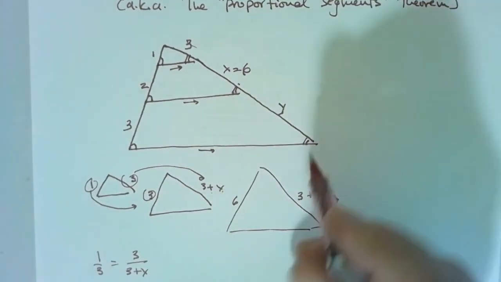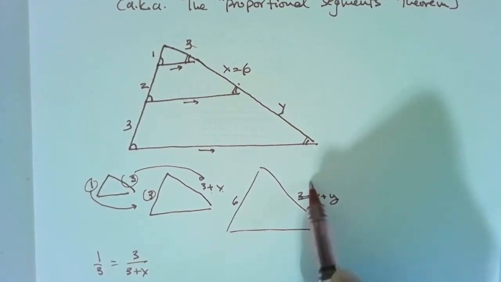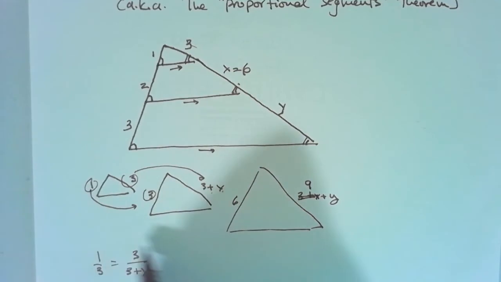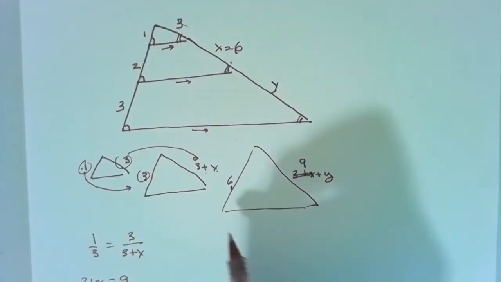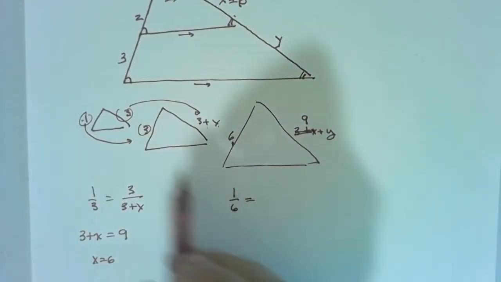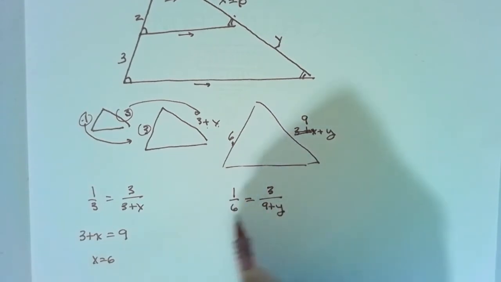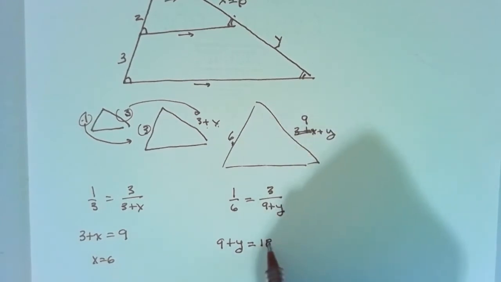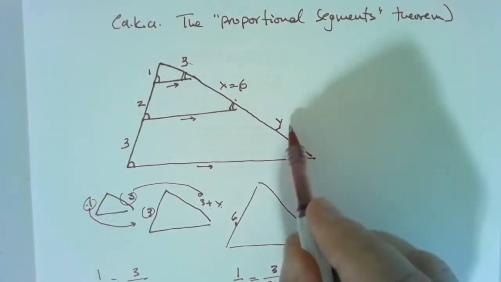Now that we know what x is, we know this is 3 plus 6 plus y, or this is 9 plus y. And now we can use these two similar triangles to figure out what y is. You can say 1 to 6 now is 3 to 9 plus y. Again, cross multiplying gives me 9 plus y equals 18. So that means y is 9. Coming back up here, this is 9.